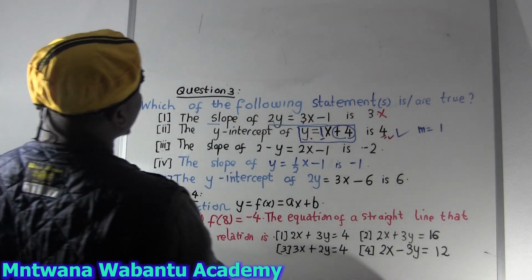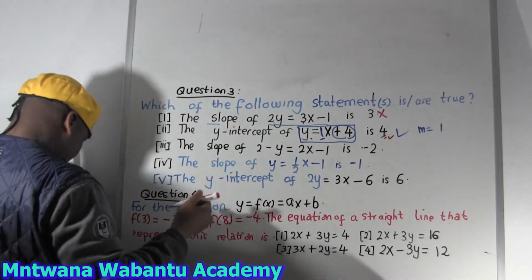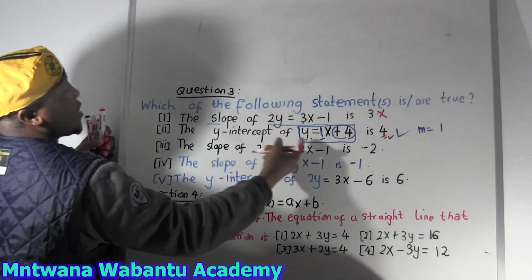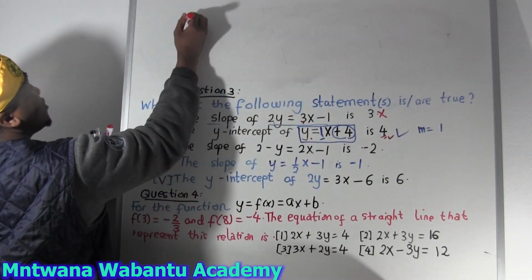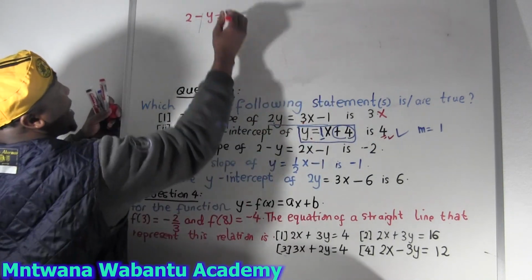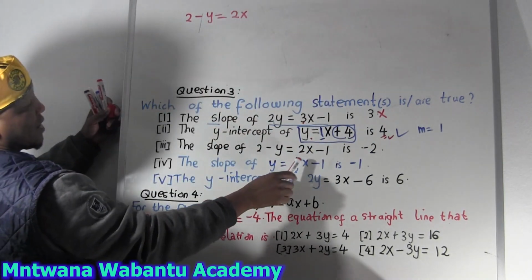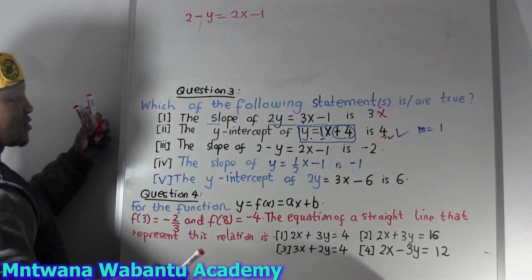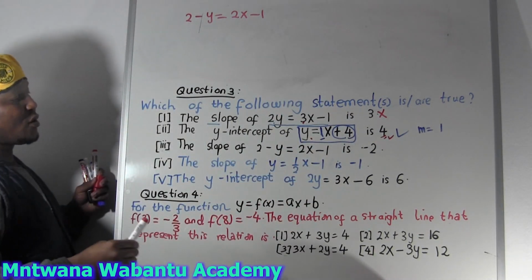Okay, cool. Standard equation of a line. So we're going to take 2. The equation is 2 minus y equal to 2x minus 1. Yeah, they say 2x minus 1. They ask for the slope, but don't worry about the slope for now.